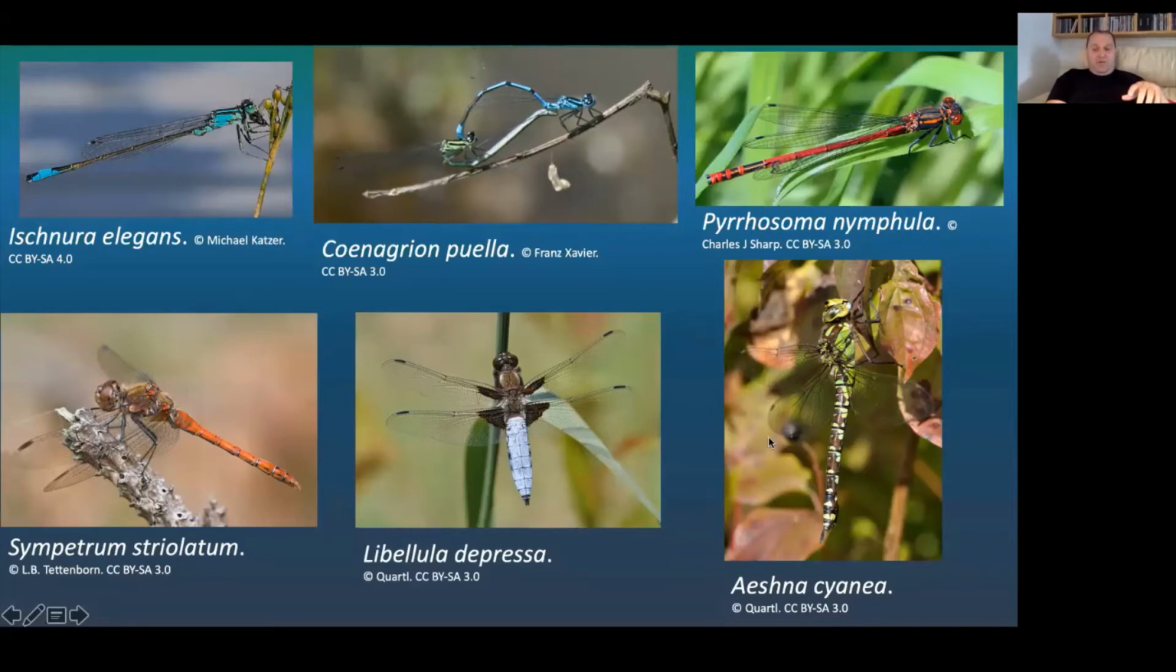Things like southern hawker, which is quite a big dragonfly, produce a big nymph. You can get hundreds of larvae in your pond, and those have quite a profound effect on the ecosystem. These are broad-bodied chasers, very common. You're probably familiar with these if you've got a pond. They're extremely territorial, and you'll often get a male take ownership of your pond and engage in dogfights with absolutely anything else that comes nearby. It can be very aggressive.